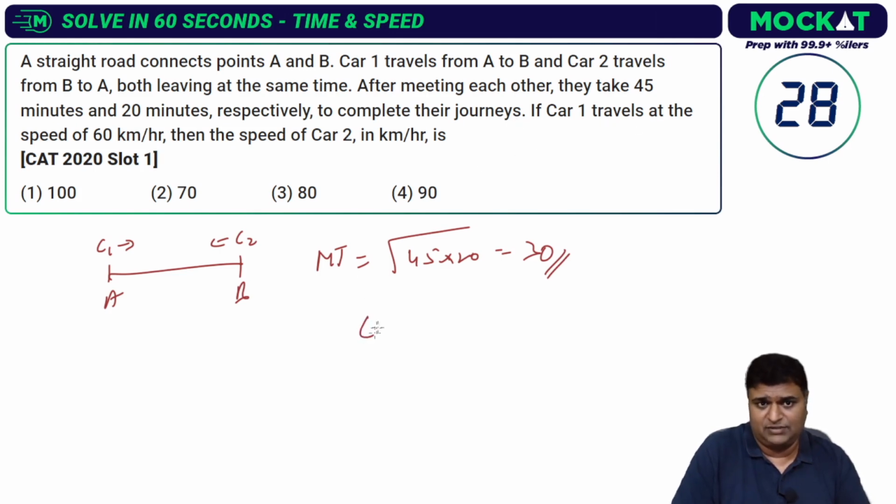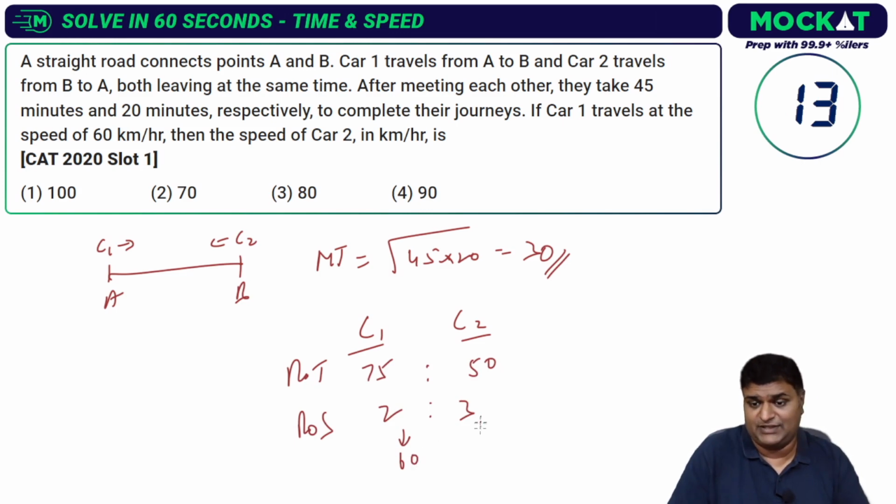If car 1 travels at a speed of 60, then what's car 2's? Ratio of time I know. It was 30 plus 45, which is 75 for car 1, and 30 plus 20, 50 for car 2. 75 to 50 is 3 is to 2. So 2 is to 3, the reciprocal, becomes the ratio of speed. And if this is given as 60, this becomes 90. Option 4 becomes the answer for this question.